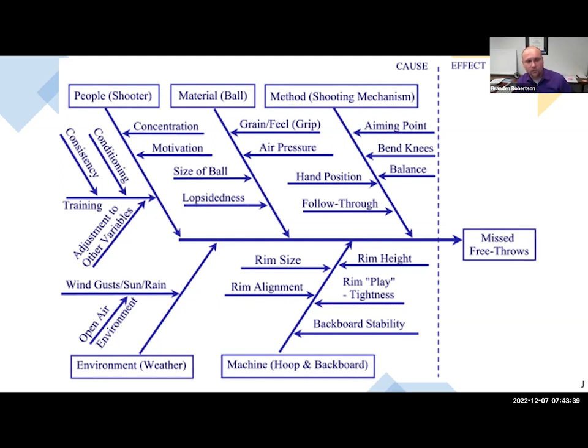I won't go through every one of these, but under the methods, so maybe where you're pointing, where you're aiming, isn't where it should be. You're not bending your knees, you're not balancing, your hand position isn't right. Maybe you didn't train well. The ball, maybe the air pressure is low, maybe it's too high. The size of the ball is larger or smaller than what you're typically used to in a basketball. The rim size maybe is a little different. Maybe you're playing on your kids' hoop, and that's a little different than what you played in college ball. I don't know. But this same principle can be applied regardless of the work.